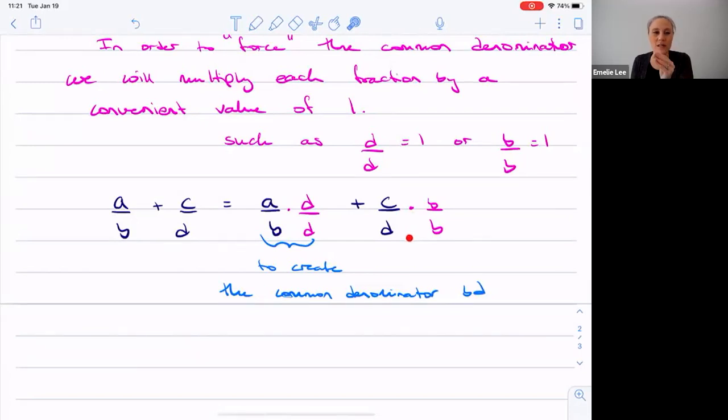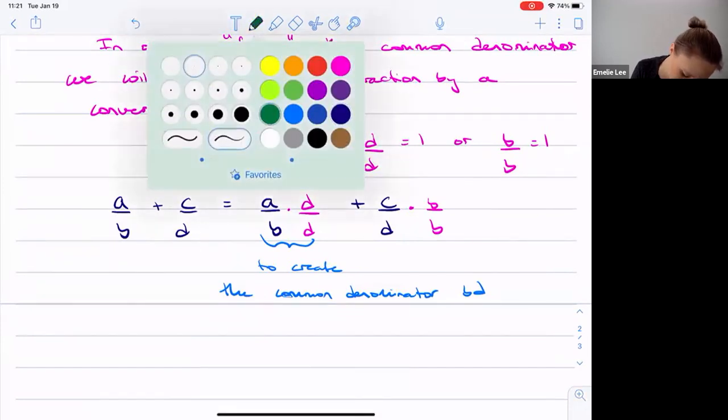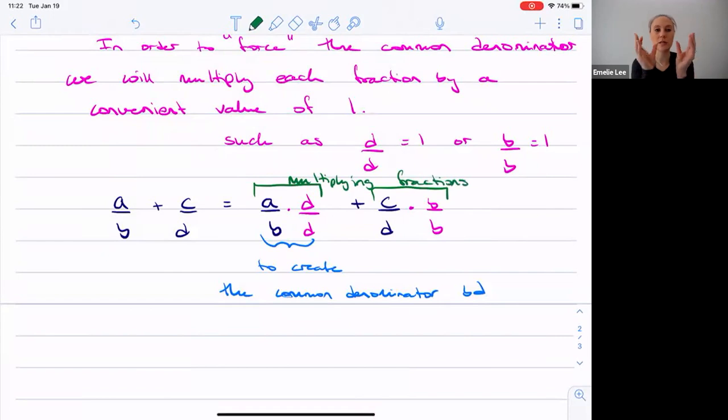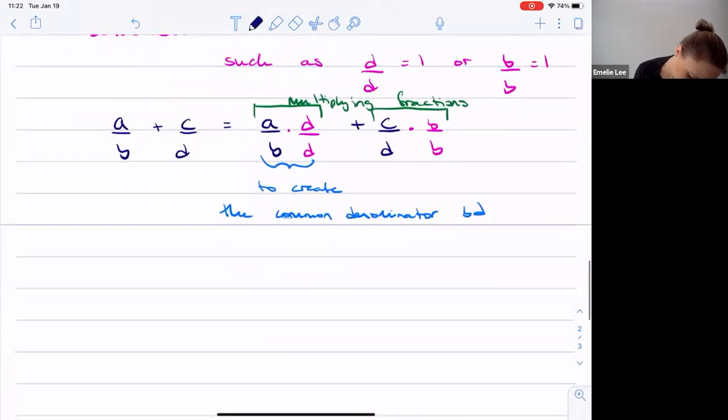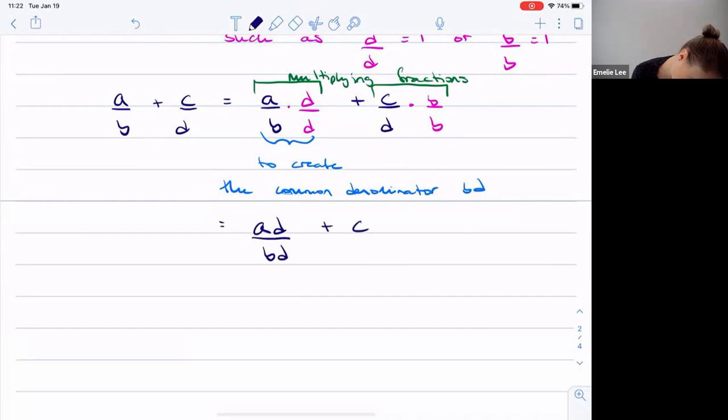so I do those individually, right? And let's see here. We're back to multiplying fractions here. So you're going to do those individually, zip them up, and then we can add them because then we'll have a common denominator. So this becomes multiplying fractions. You can just multiply straight across, right? So you've got AD over BD plus CB over DB.